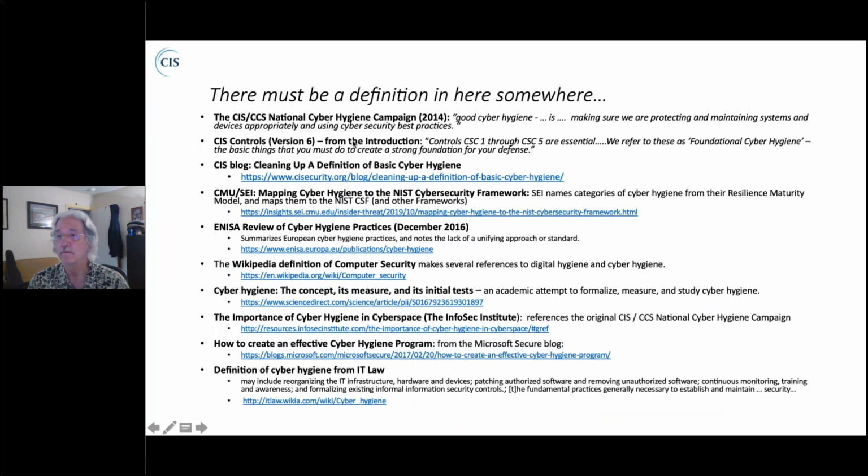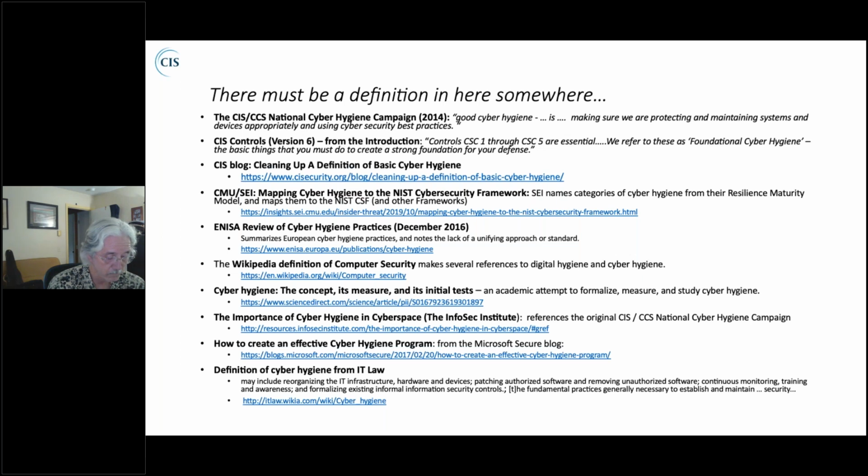And we have another undefined term, right? So cybersecurity best practices. Well, okay, that's nice, but it's not particularly concrete, right? And there's not an action list in there. We got a little closer with the second bullet in version 6 of the CIS controls. People use this term, so we adopted it also. The critical security controls 1 through 5 are essential. We talked to them about a strong foundation, et cetera. The third bullet down there, we were a little more rigorous. I'll talk about that in just a little bit, but there are plenty of others.